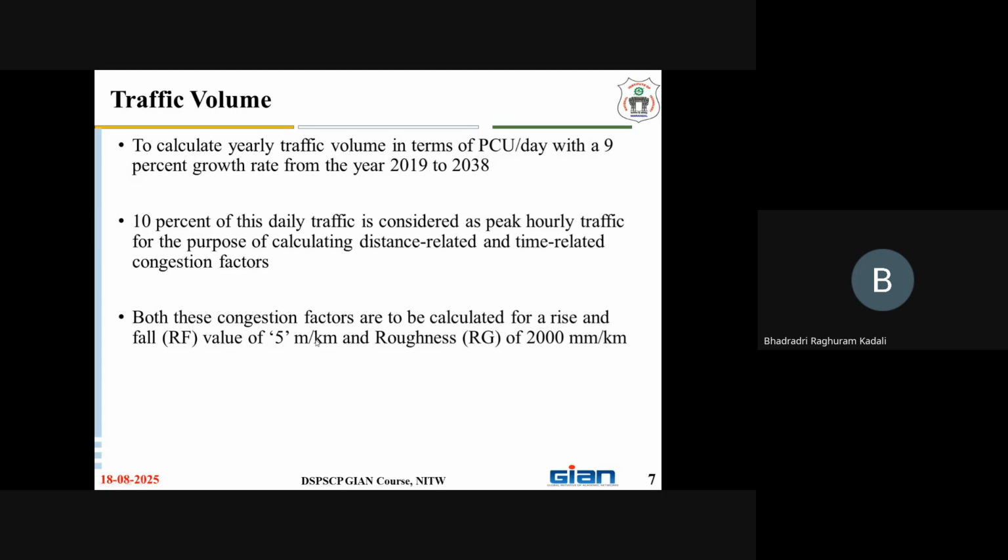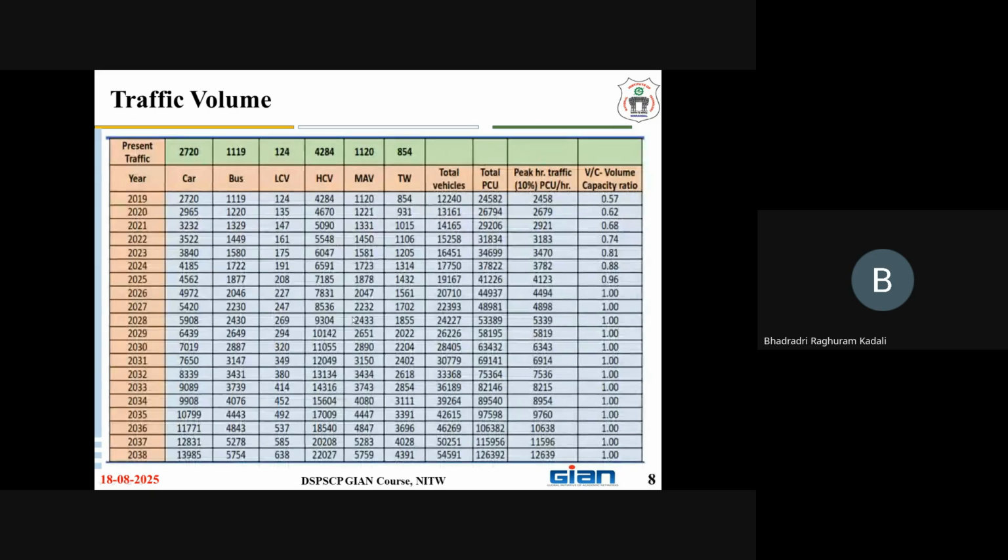And both these congestion factors are to be calculated for the rise and fall condition as well as the roughness case. So that's the reason. With respect to these cases of the rise and fall, or the roughness, we have the base cases of the congestion factors. Like the time based congestion factors, we have the distance based congestion factors that need to be multiplied with respect to the given data, the selected rise and fall, or the roughness values.